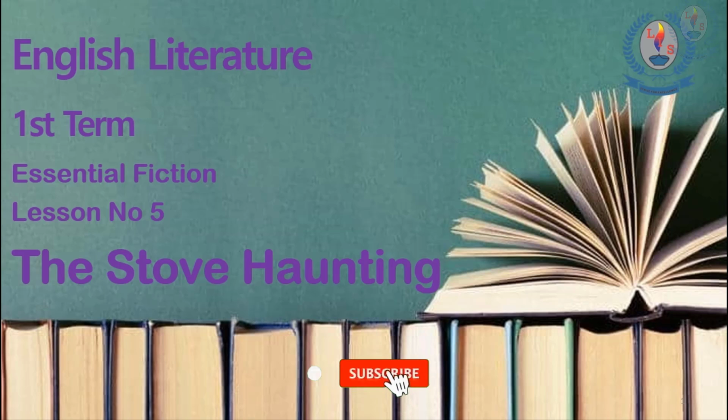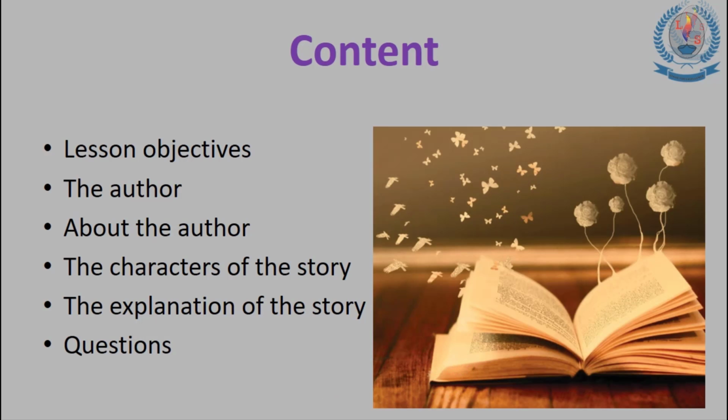English Literature First Term, Essential Fiction, Lesson number 5, The Stove Haunting. Through this session, we are mainly focusing on the lesson objectives, the author who composed the story, the characters of the story, the explanation of the story, and some questions from the story.